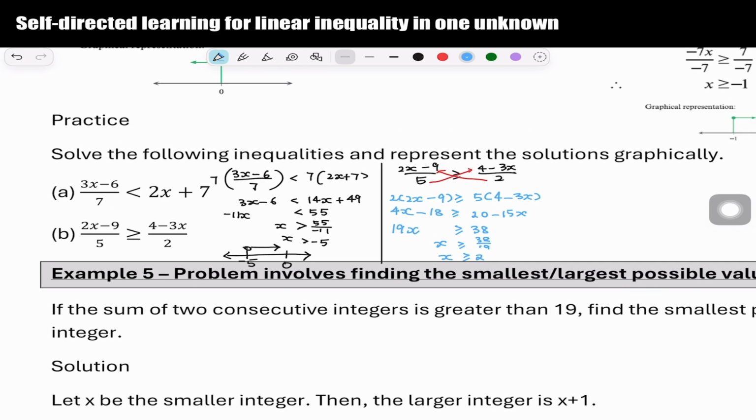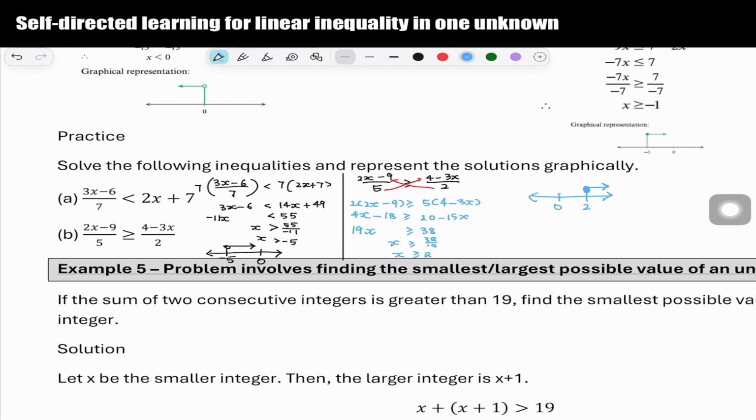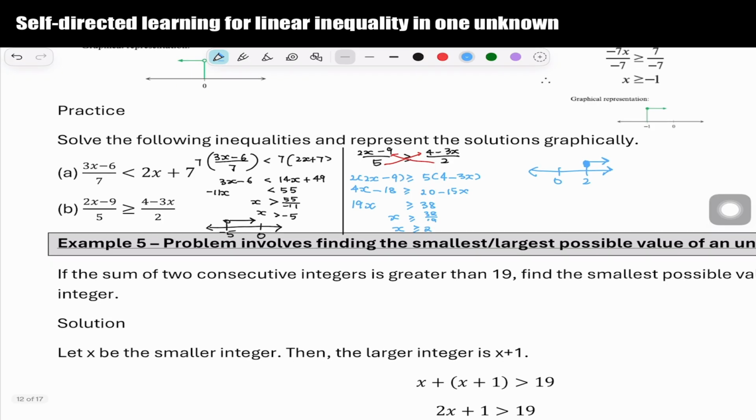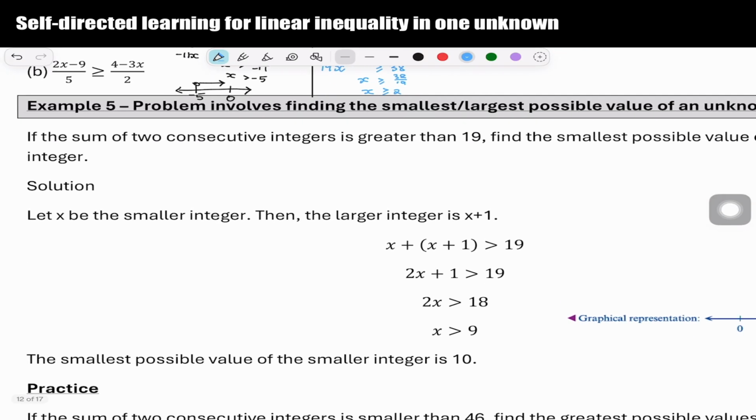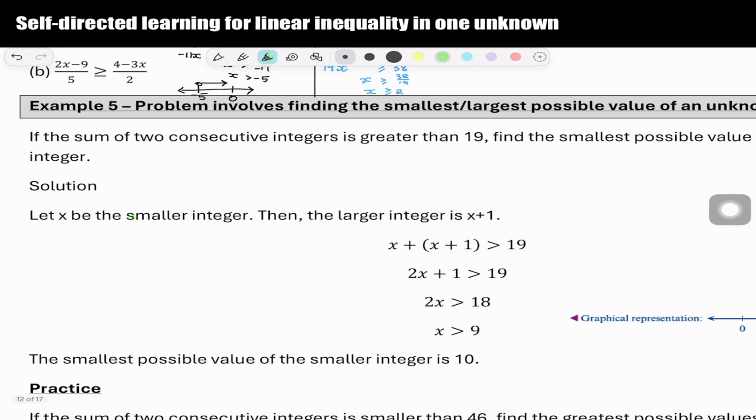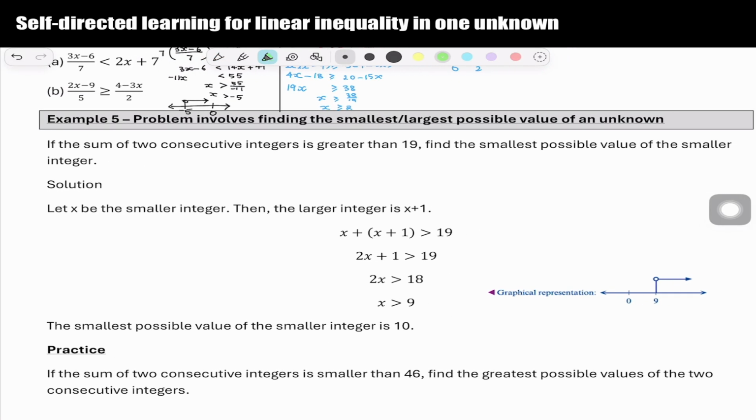Okay, and the graphical solution will be like this: 0 here, 2 here, and solid circle pointing to the right hand side. Okay, and when it comes to a word problem like this one, you will see that this time we will start with letting an equation. Read it first. We got two consecutive integers. The sum is greater than 19, because we're talking about the sum greater than 19, so we don't include 19 there. Okay, so this is how we solve it.